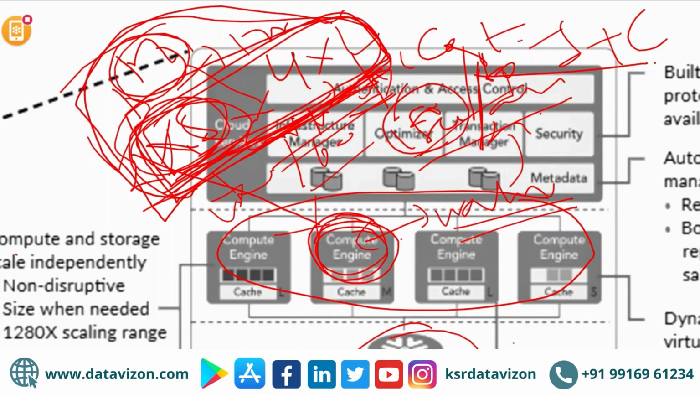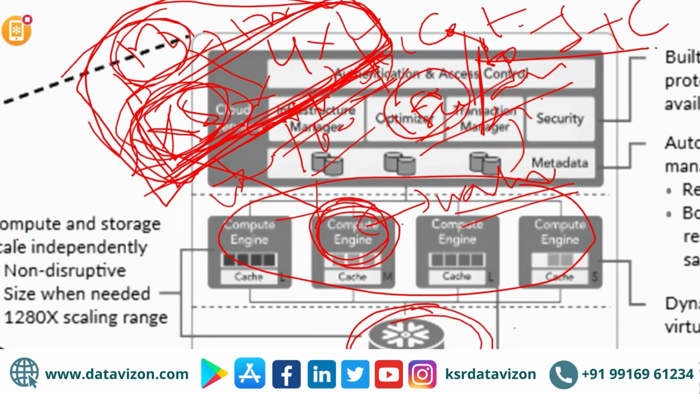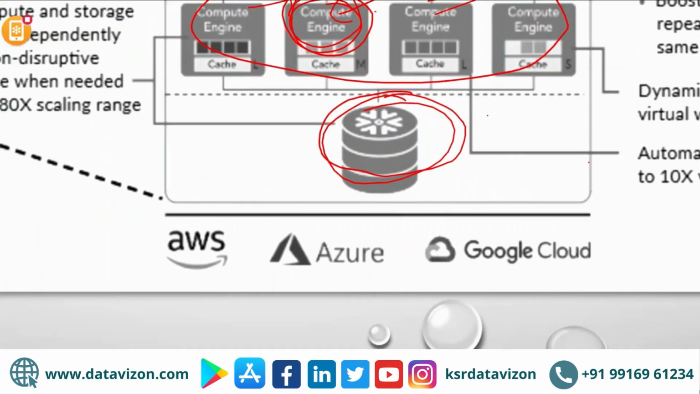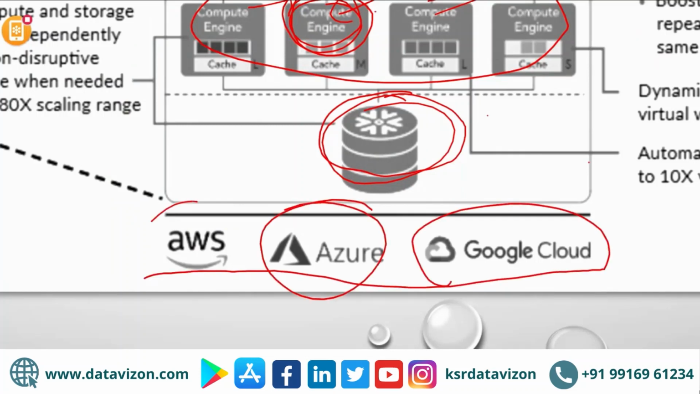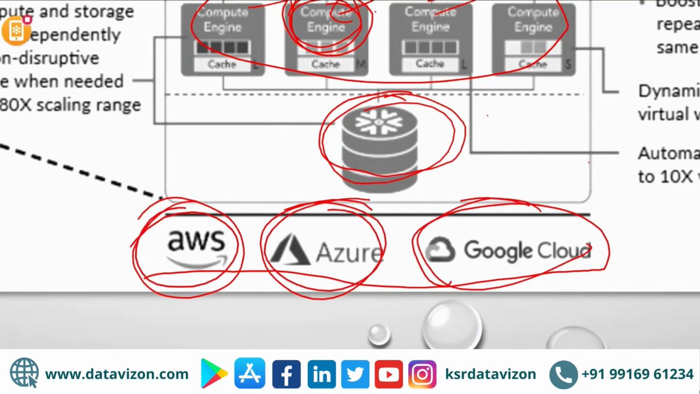That's layer 2, and layer 3 is storage. This storage can lie on any of the cloud services provided here, that means either Google, Microsoft Azure or AWS. While creating your account, you have to select one of these. Okay. Based on what you have selected, your data will reside there, in the storage.